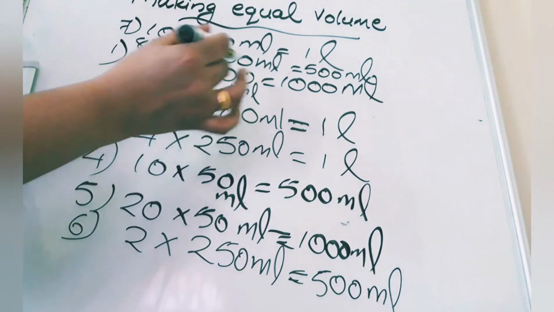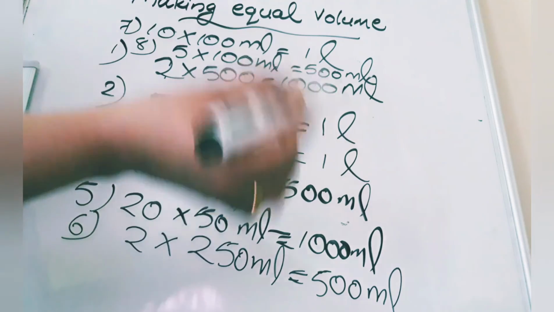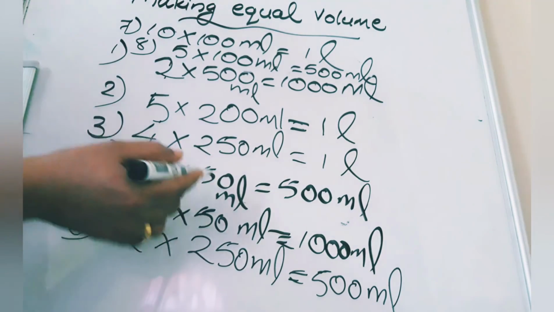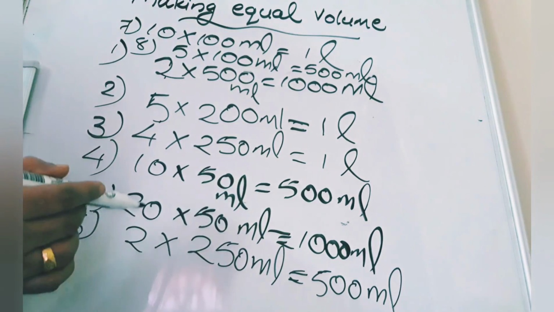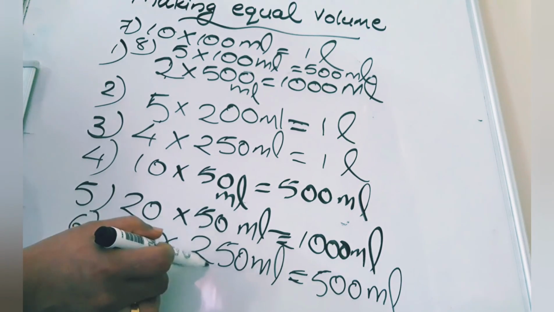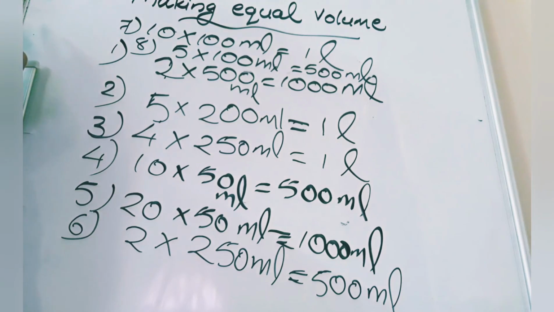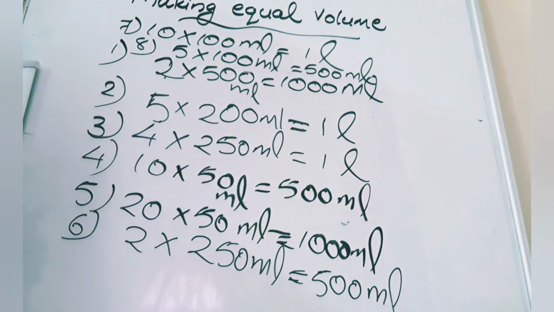2 into 500 ml is 1000 ml or 1 liter. 2 times 500, 5 times 200, 4 times 250 ml, 10 times 50 ml is 500 ml, 20 times 50 ml equal to 1000 ml or 1 liter, 2 times 250 ml is equal to 500 ml, 10 times 100 ml is equal to 1 liter or 1000 milliliter, 5 into 100 ml is equal to 500 milliliter. So all these you have to keep in your mind. This will be helpful for you in your real life also because this is general maths.